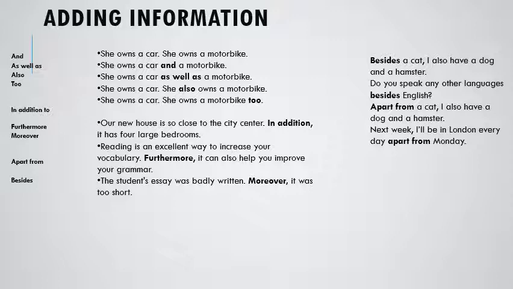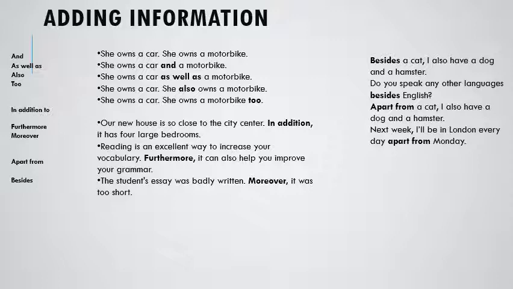Let's see some examples. She owns a car. She owns a motorbike. She owns a car and a motorbike. She owns a car as well as a motorbike. She owns a car. She also owns a motorbike. She owns a car. She owns a motorbike too. So all of these words have almost the same meaning. They're adding information.